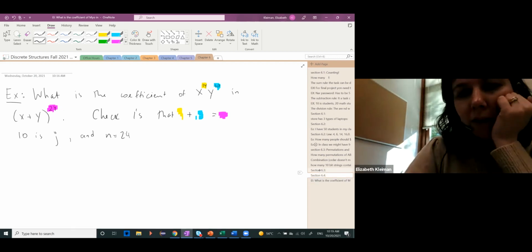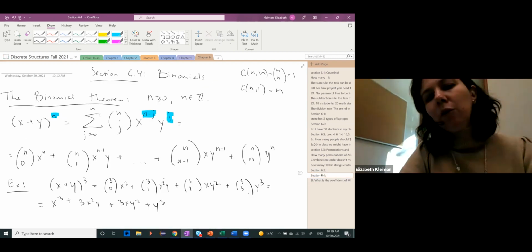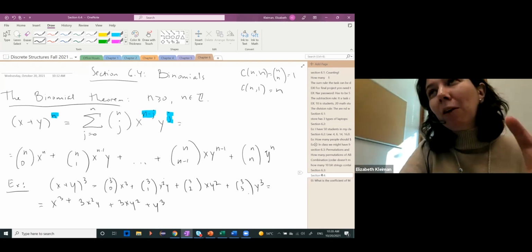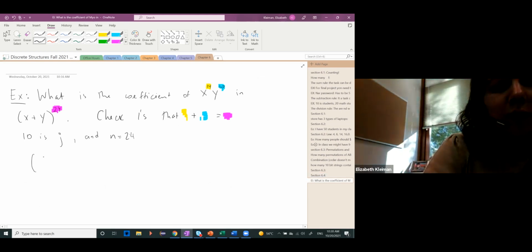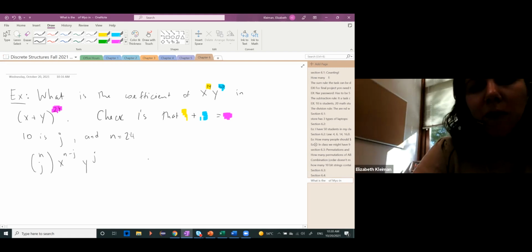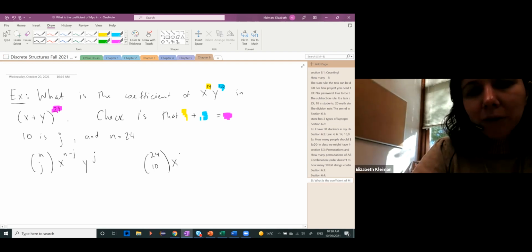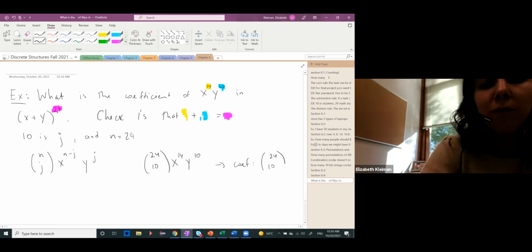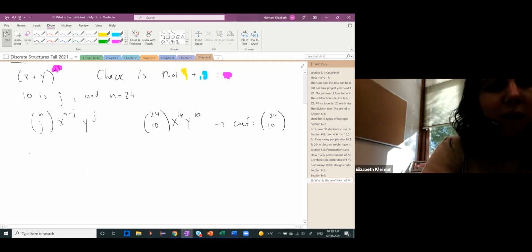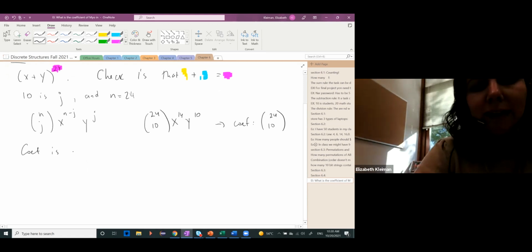So now I can use the formula, and I know the coefficient is going to be n choose j, x to the power n minus j, y to the power j. So I will have 24 choose 10, x to the power 14, y to the power 10. The coefficient in this case is 24 choose 10. To remind you, by definition, a coefficient is a number.